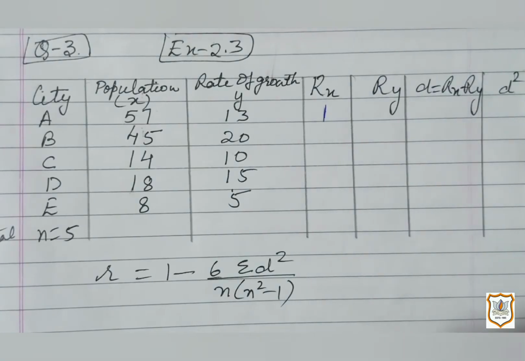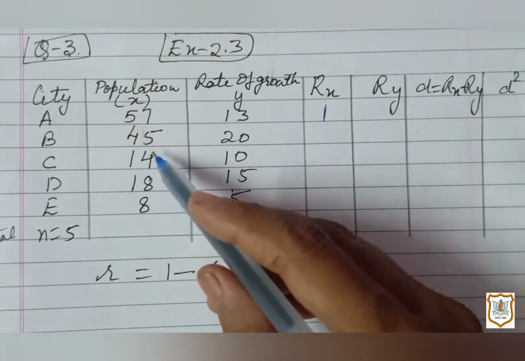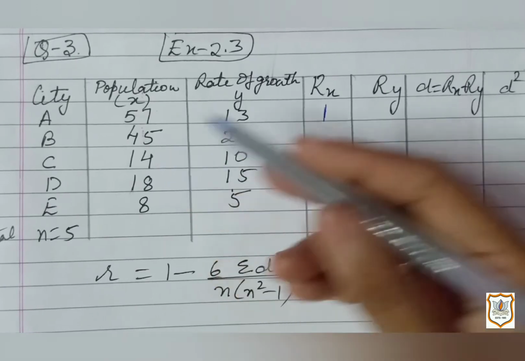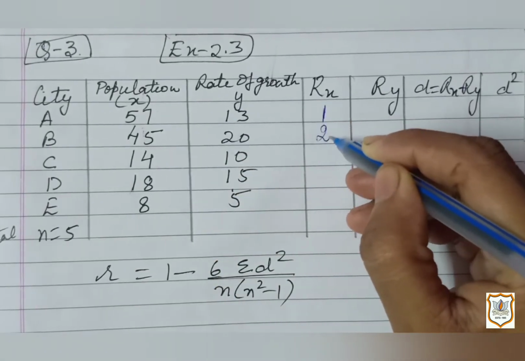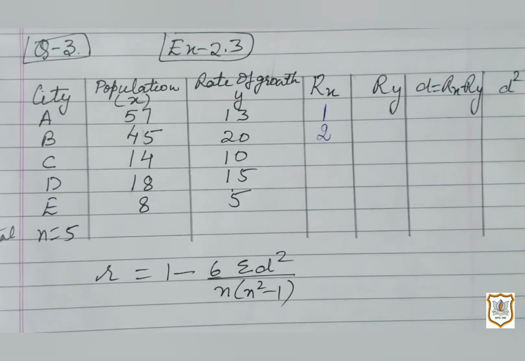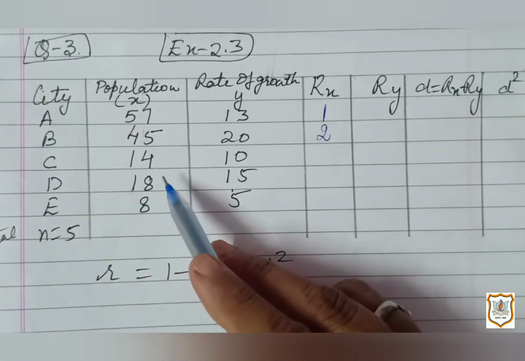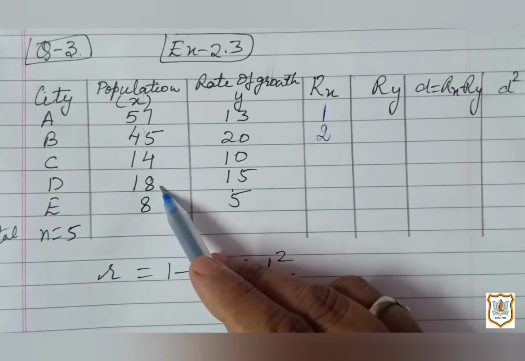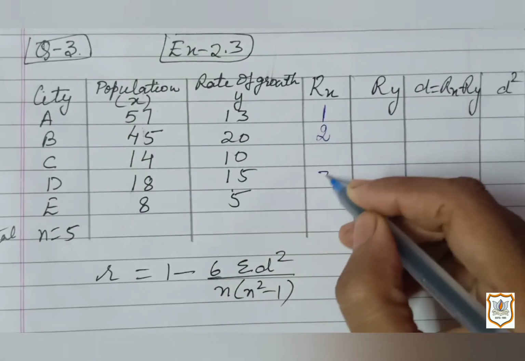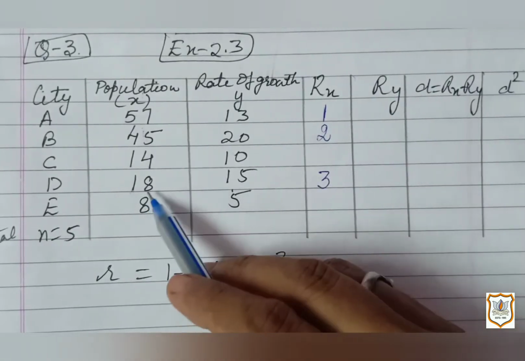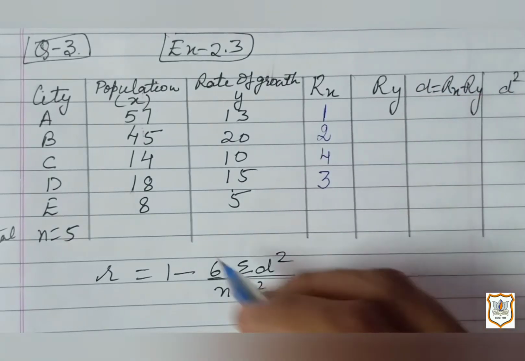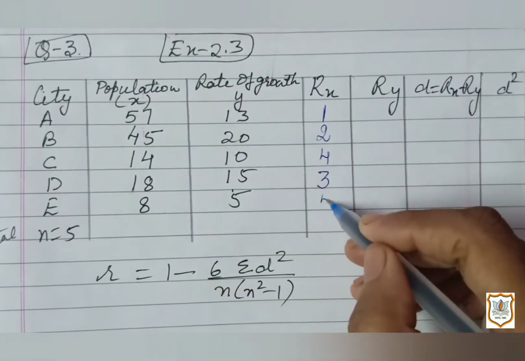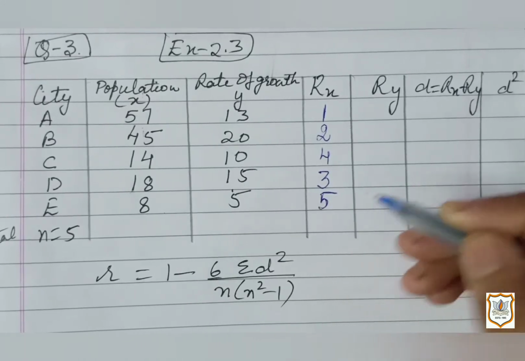Now if you see, the second value is 45, so the rank which we will be giving over here will be 2. The third value in this order is 18, so the rank will be 3 over here. After 18 comes 14, so the rank will be 4. And 8 comes the last, so that will be 5.